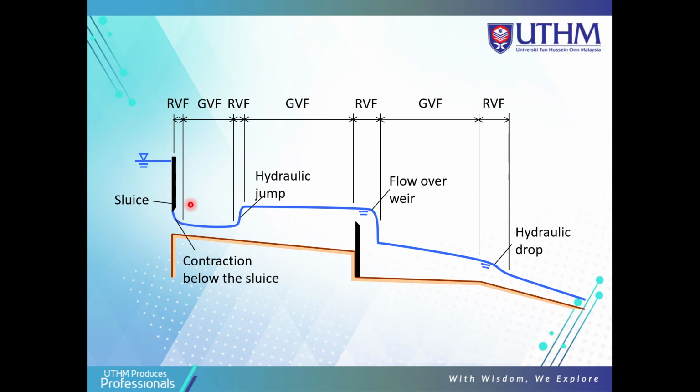After the contraction below the sluice here, we get gradually varied flow, and the hydraulic jump is rapidly varied flow. This is the gradually varied flow until you get the rapidly varied flow over weirs, and gradually varied flow here, and the hydraulic drop is also RVF.